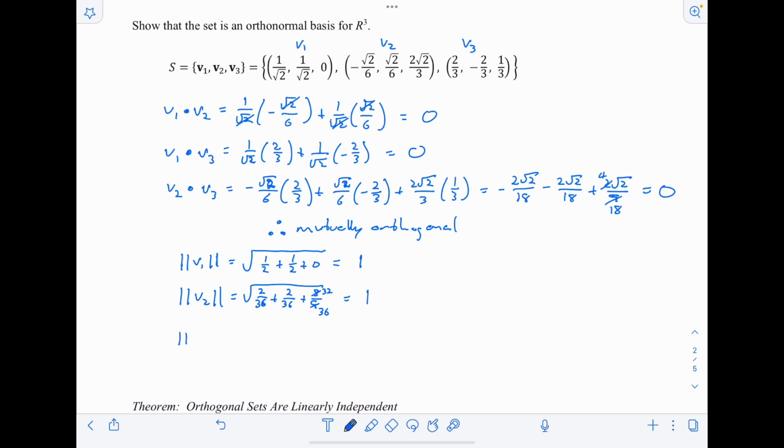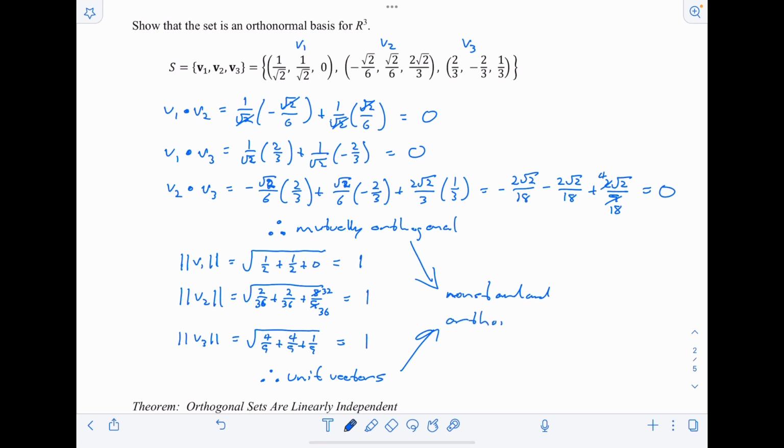And then finally, V3, we'll have 4/9 plus 4/9 plus 1/9, and that is 9/9 or 1. And so because all of the magnitudes are 1, all three of these are unit vectors. And again, because they are mutually orthogonal and because they are unit vectors, that tells us that in this case, I'm going to use that word non-standard, but it's a non-standard orthonormal basis. Orthonormal basis.